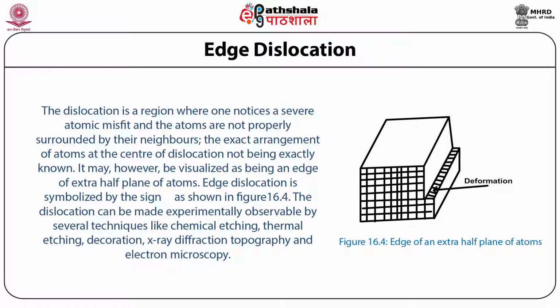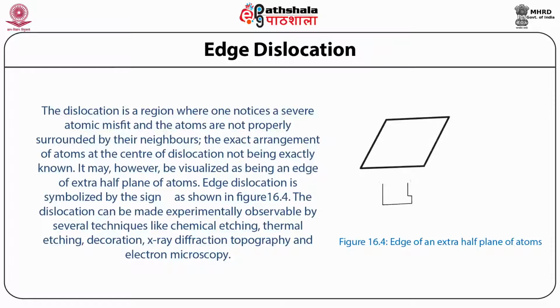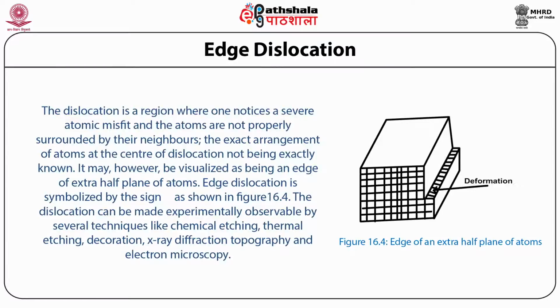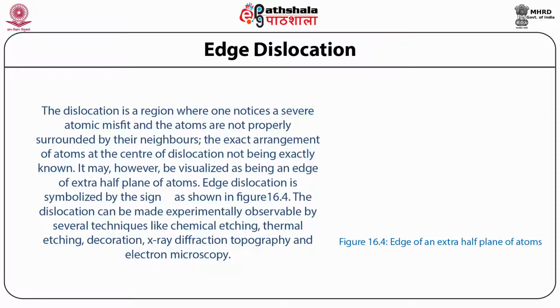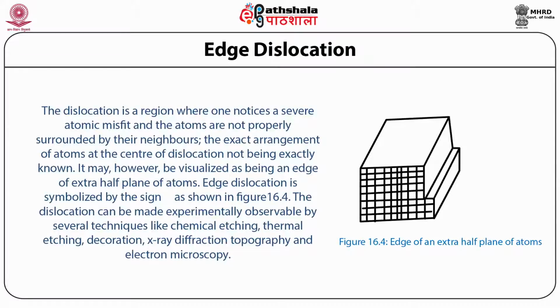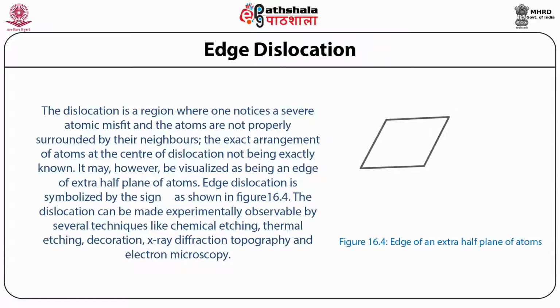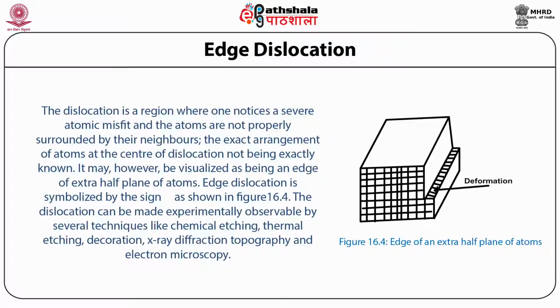It may, however, be visualized as being an edge of extra half plane of atoms. A dislocation is symbolized by the sign perpendicular, as shown in figure 16.4. The dislocation can be made experimentally observable by several techniques like chemical etching, thermal etching, decoration, X-ray diffraction topography, and electron microscopy. In figure 16.4 is shown the edge of an extra half plane of atoms.